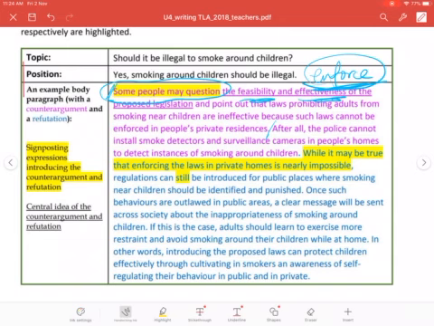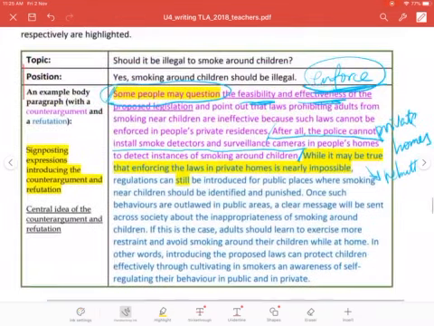And then after that, we have another sentence here, which presents some kind of fact, right? It says that the police cannot install smoke detectors or surveillance cameras to detect instances of smoking in private homes. So the context here is actually private homes, right? That's some kind of elaboration or support for the counterargument here. And then the next step is to respond to that. So this is the start of the rebuttal.